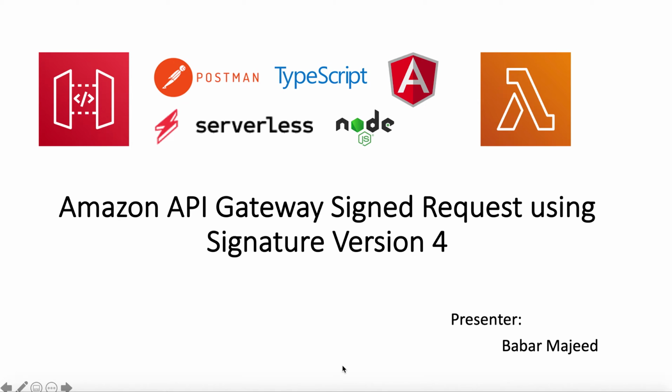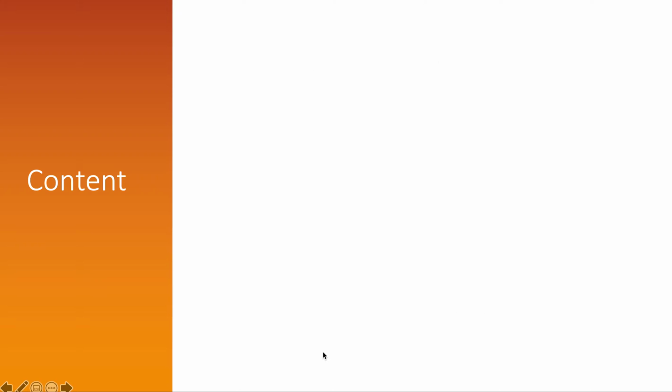I will start by discussing the theory behind Amazon API Gateway SIGN request. Then I'll go to the AWS console and create APIs and lambdas and give demos of different kind of services. So let's start. So this is the content which I will discuss in this lecture series. So I'll start with the API Gateway SIGN request.